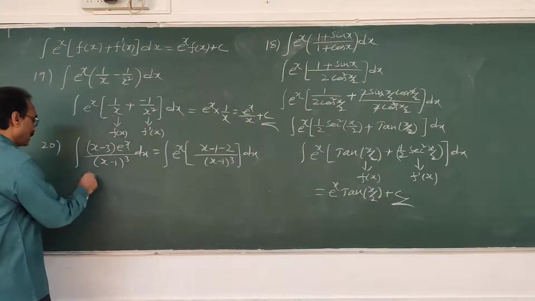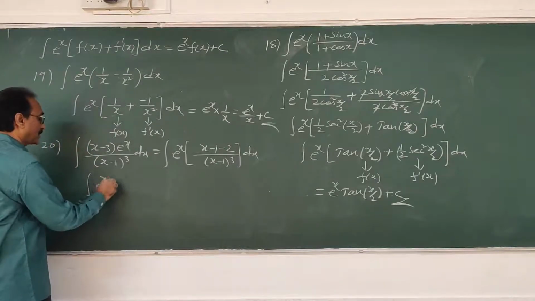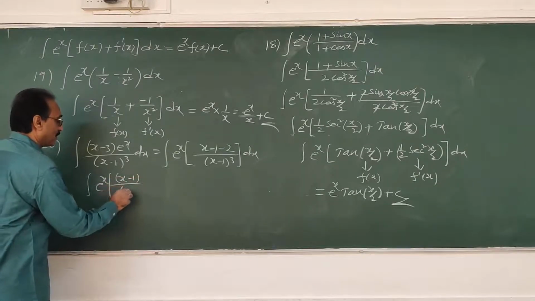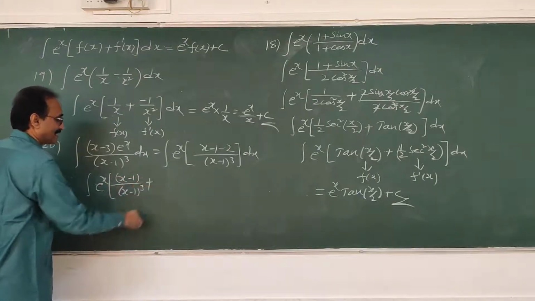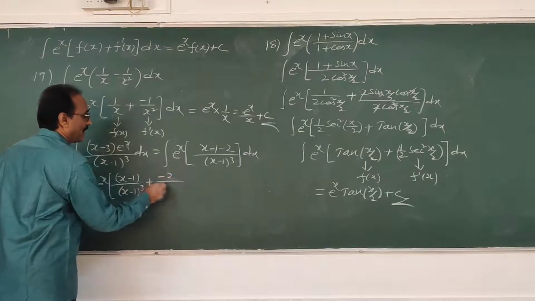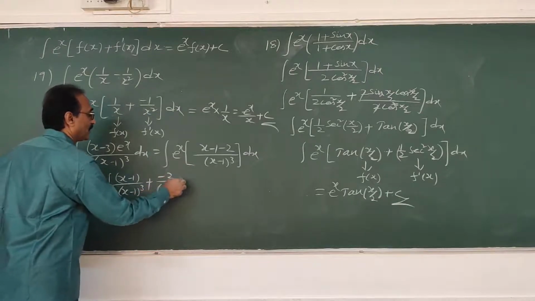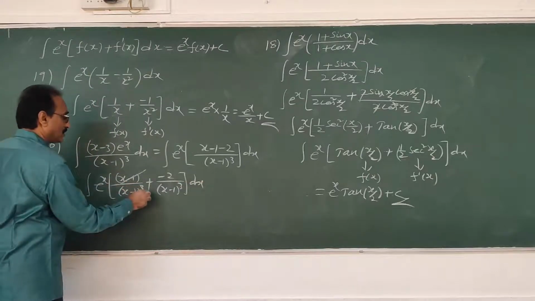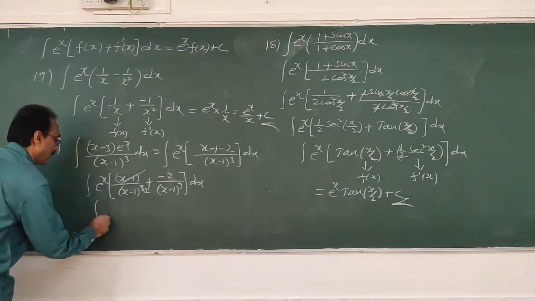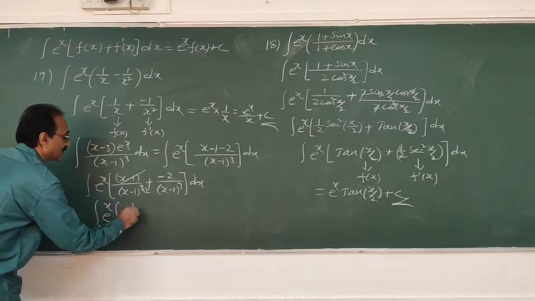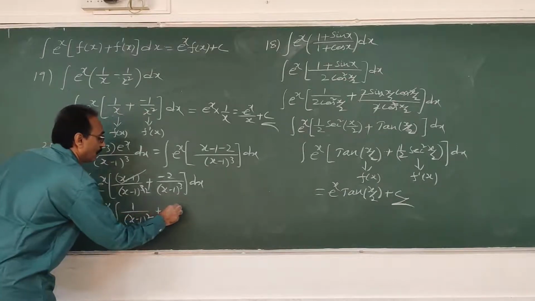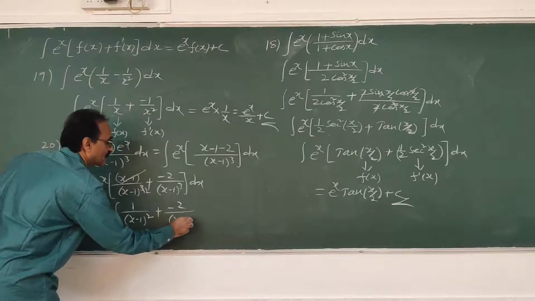So there is nothing but integral e power x into, if you separate, x minus 1 by x minus 1 whole cube plus minus 2 by x minus 1 whole cube. Correct or not? In the middle plus must be there. This x minus 1 goes here 2 times. So therefore e power x into, finally what is left over, 1 by x minus 1 whole square plus minus 2 by x minus 1 whole cube.